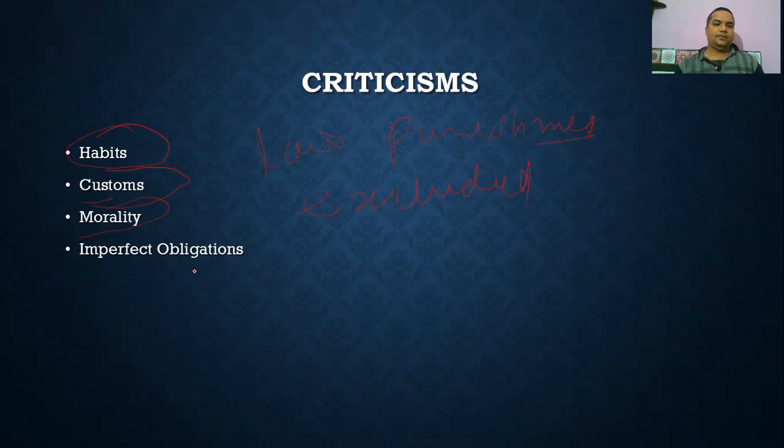And therefore, the last one is imperfect obligations. Imperfect obligation is this: suppose you owe a debt, and you have a duty to repay the loan. If a certain limitation period is applicable and time has elapsed, so it is time barred, you are not supposed to repay the loan by fear of punishment, rather it is an imperfect obligation. You are morally responsible to pay the loan.